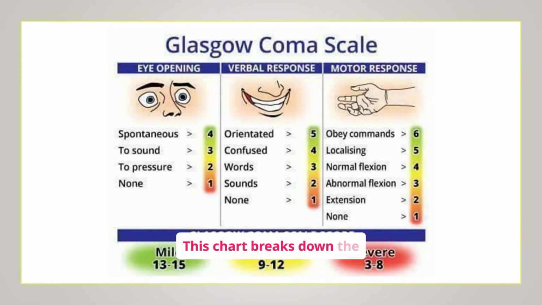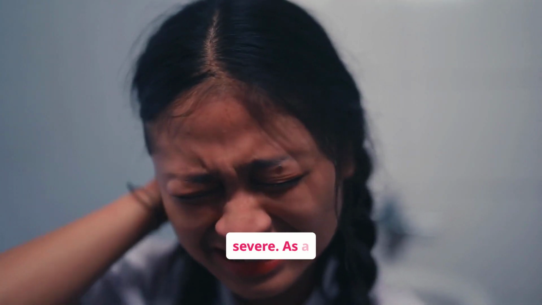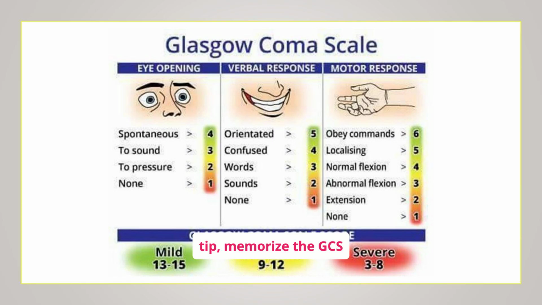This chart breaks down the Glasgow Coma Scale. Note the different levels of response for eye opening, verbal response, and motor response, and their corresponding scores. A score of 13-15 indicates mild injury, 9-12 moderate, and 3-8 severe. As a tip, memorize the GCS scoring system. It's frequently tested in nursing and medical exams, and it's a quick tool you'll use often in clinical practice.